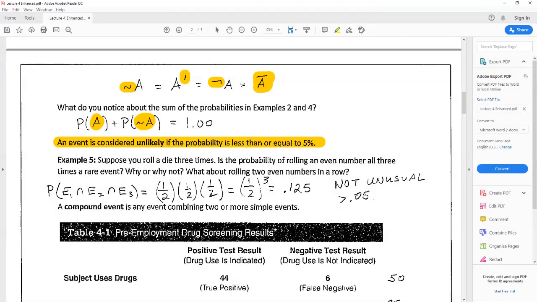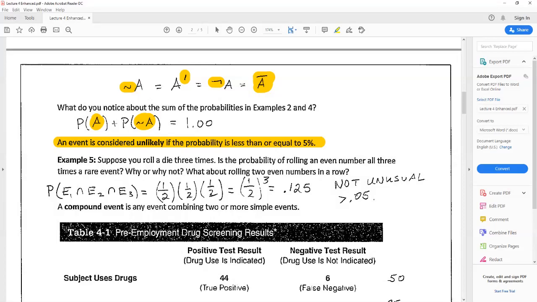So let's look at example 5. Suppose you roll a die 3 times. Is the probability of rolling an even number all 3 times a rare event? Why or why not? And then it says, what about rolling 2 even numbers in a row? I'm going to only focus on the first question. If you toss a die 3 times, what is the probability that you would roll an even number all 3 times?